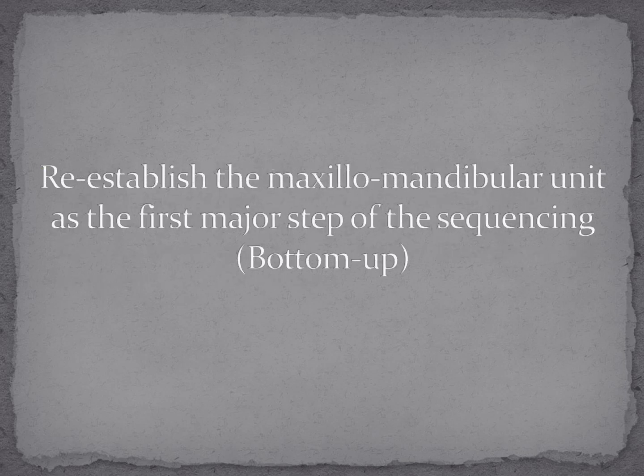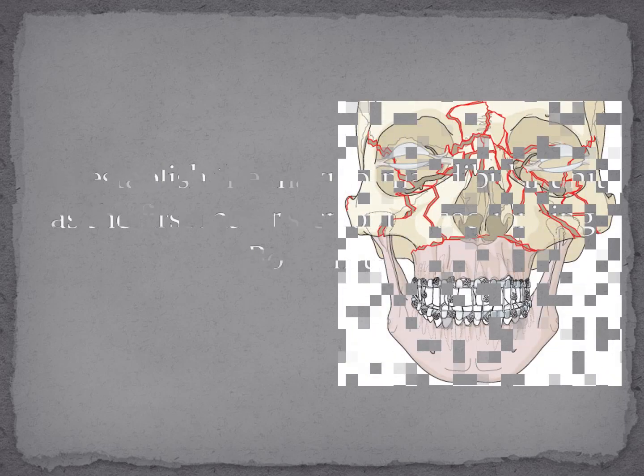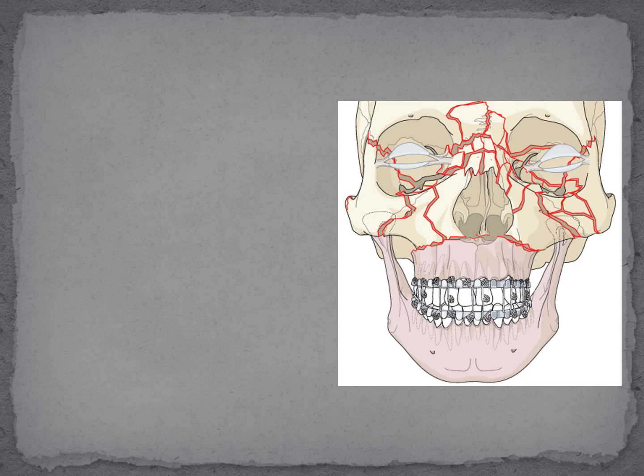Now, coming to the second more accepted treatment sequence, which is the bottom up, in which we use the maxillomandibular unit as the first major step in the sequencing. So, what happens here? We have various scenarios over here.